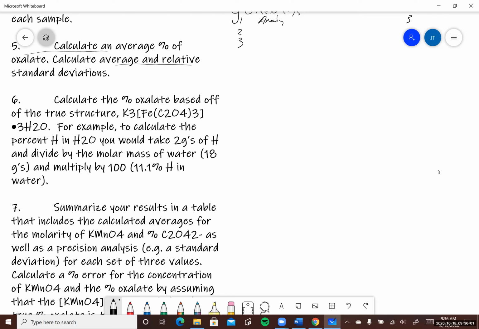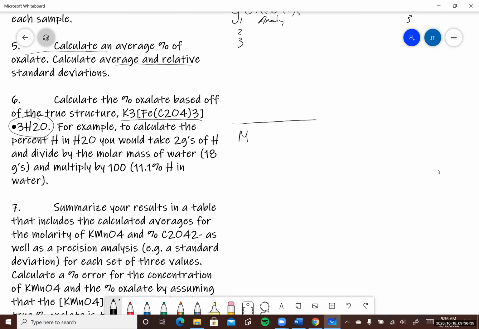And then it gives you an example with water. So you're going to need to add up all the grams per mole for everything in this formula. And also don't forget to add in 3 times the molar mass of water. And then that'll be the total molar mass of the green crystal.